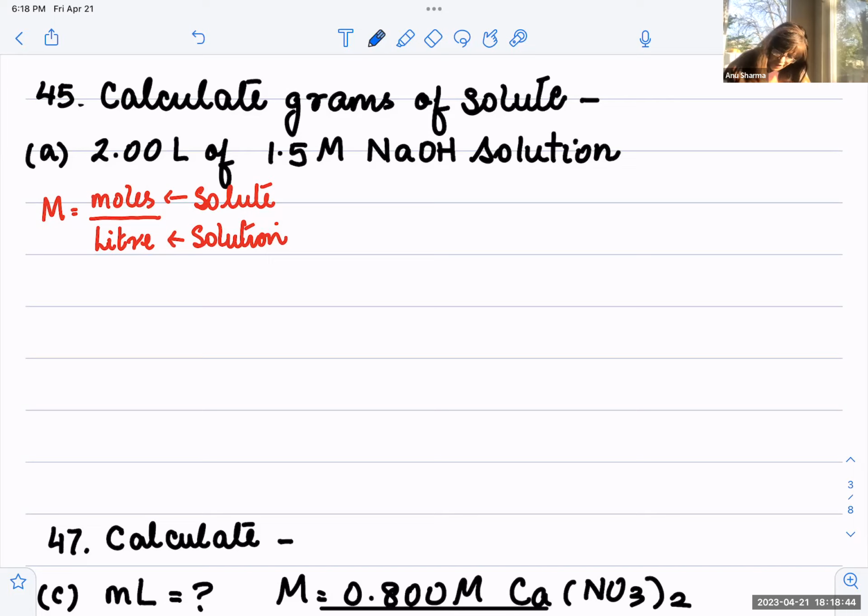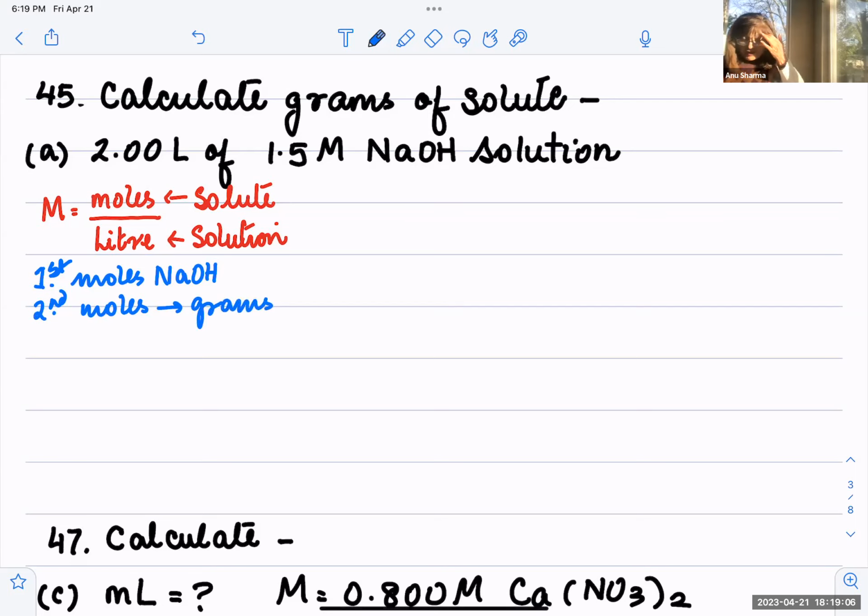So what is the strategy? First find the moles of NaOH. We know the molarity, we know the liters, so we can find the moles. Next you're going to convert the moles of NaOH to grams, because the question wants you to get it in grams. In this case, we would need the molar mass for this conversion. Molar mass of NaOH. So what is that?